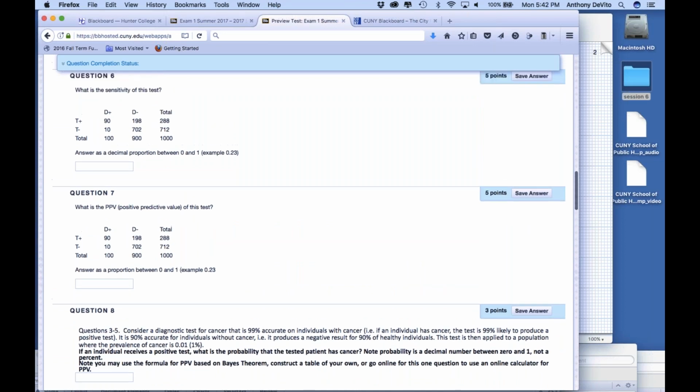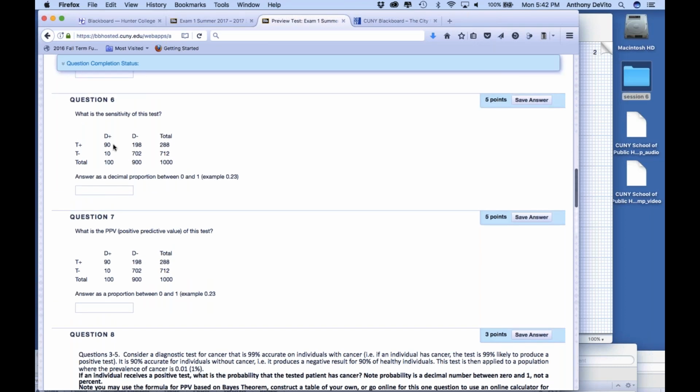The positive predictive value is basically asking, well, if you get a positive outcome, a positive diagnosis on this test, what's the probability you really have the disease? So let's see, we have 90 people that had the disease that tested positive. We have 198 that tested positive that did not have the disease, right?